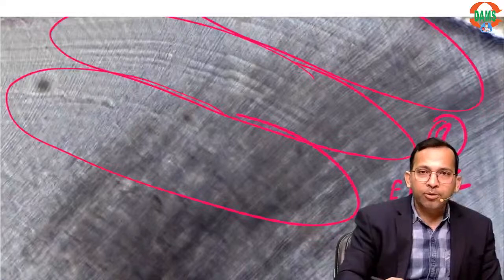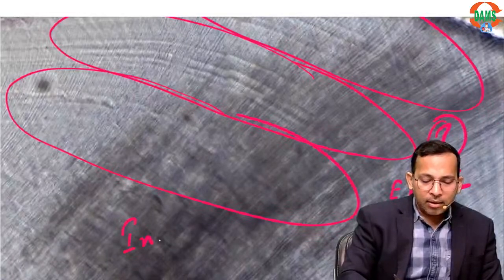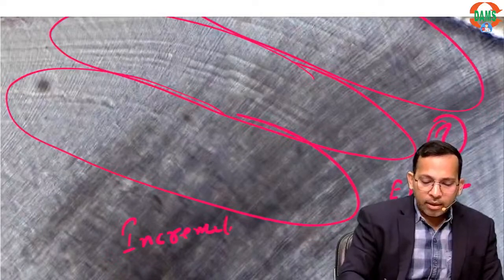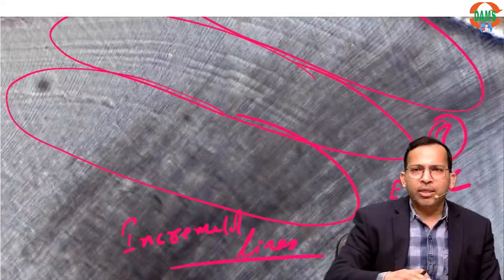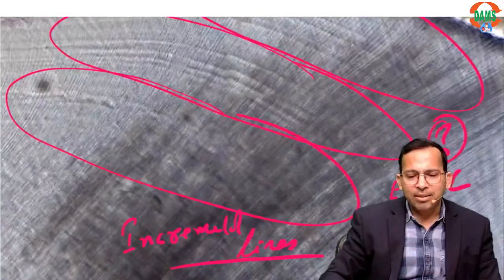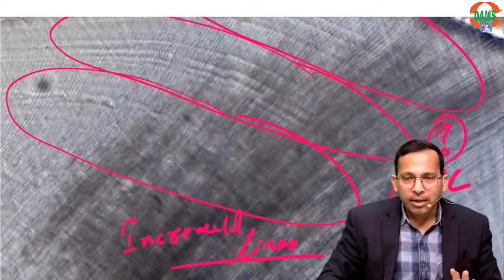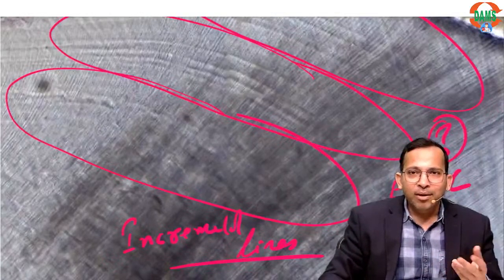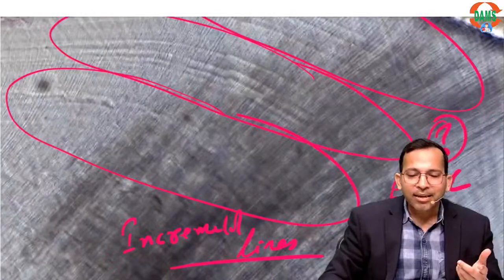Let me also help you by saying that these are a type of incremental lines, though they are not exactly incremental lines. These are a type of incremental lines, right? So there are only some incremental lines, isn't it?